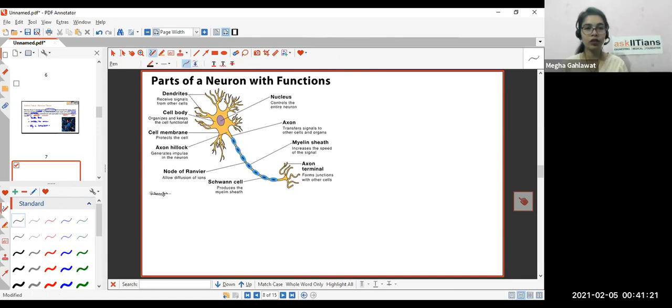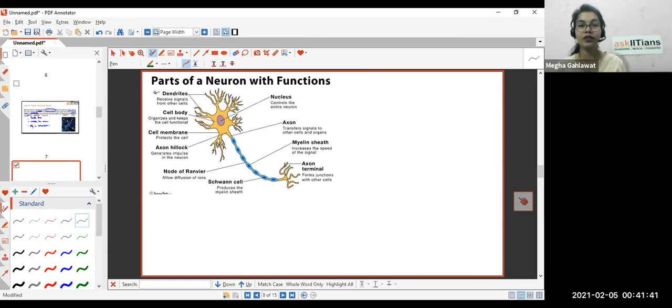We'll be talking about the different parts of the neuron. First of all, this is the neuron cell. Okay, and this you will have to learn, and this is very, very important from the exam point of view. A lot of diagrams of neurons are asked in the exam, and this could be a 3-mark question or a 5-mark question. Now back to the parts.